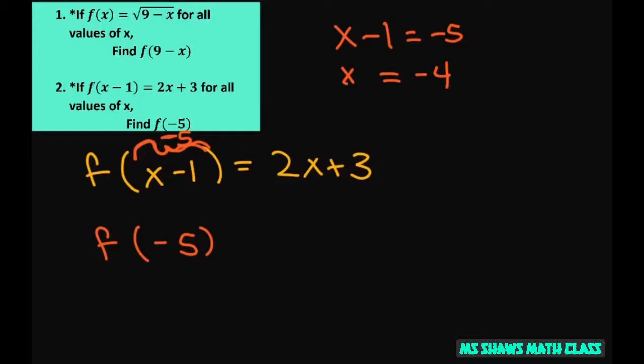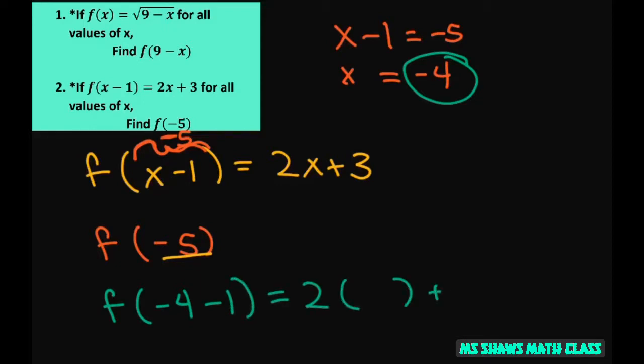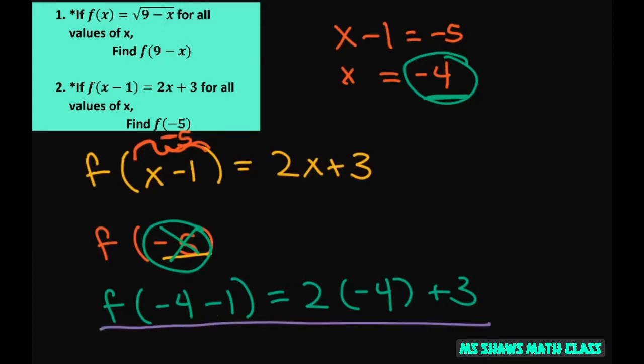So to get this negative 5, what we're going to do is everywhere there's an x, we're going to put negative 4. So f of negative 4 minus 1 equals 2 times your x plus 3. Be careful, you're not plugging in the negative 5. You're plugging in your x. So your x is negative 4. All right, and now let's look at what this looks like. We're going to get f of negative 5 equals negative 8 plus 3, which equals negative 5.